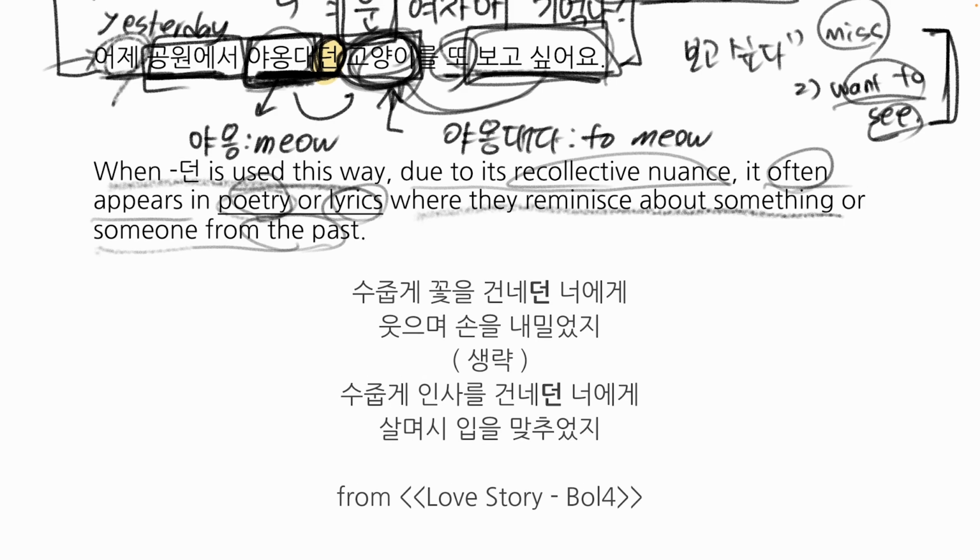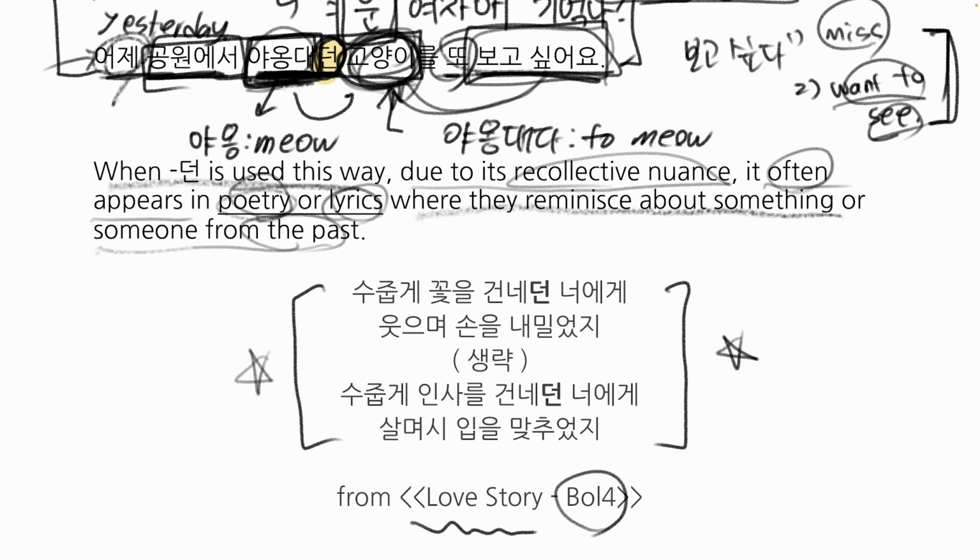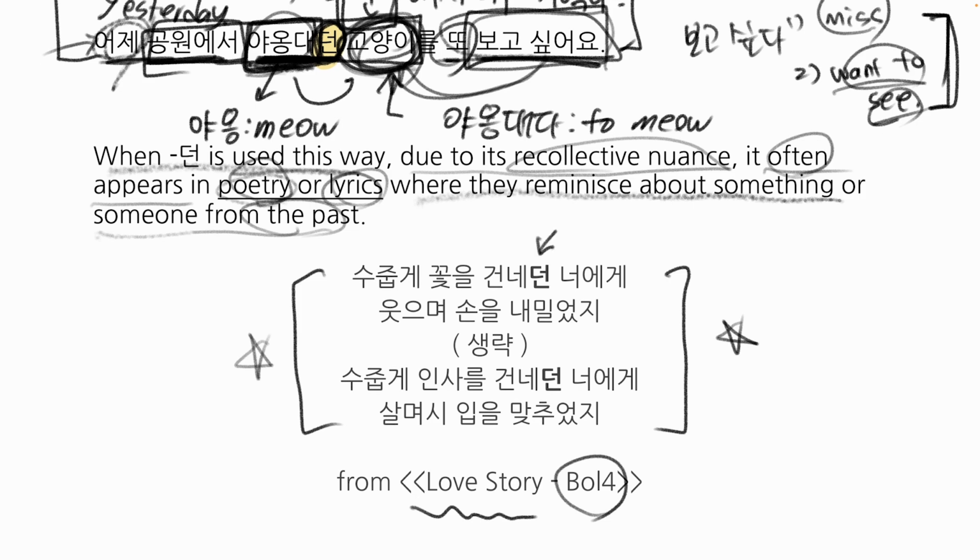So for example, this is part of the lyrics of the song Love Story by Ball 4. It's a really pretty song. If you take a listen, you will know what I mean by pretty song. But yeah, it's very catchy and I've been listening to it nonstop for the whole week. It's that good. But in that lyrics, she used 수줍게 꽃을 건네던 너, 수줍게 인사를 건네던 너. So she's using 던 here to add the recollective nuance to it.